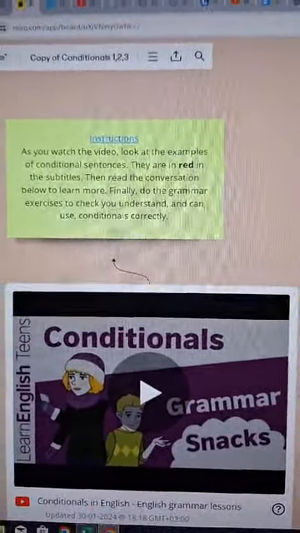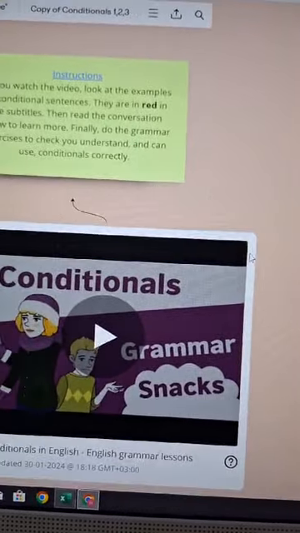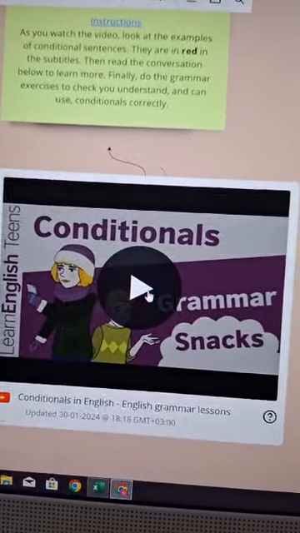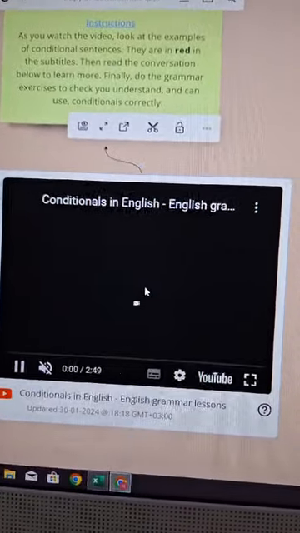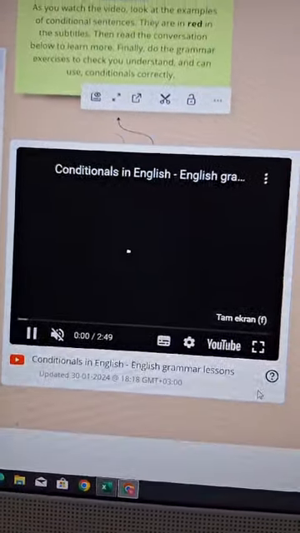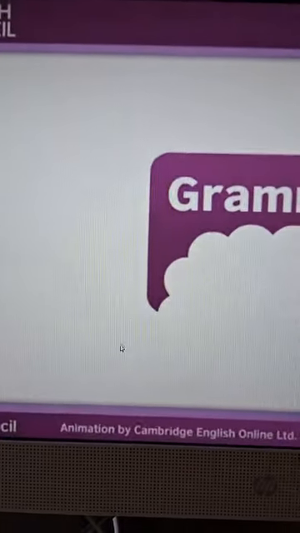Then they will look at the examples of conditional sentences in red in the subtitles. Then they read the conversation below to learn more. And finally, they do the grammar exercise to check their understanding, and then they use their conditionals correctly. First of all, let's watch our video and then refresh our memory about conditionals. Of course, when we use technology, we have to be a bit patient.